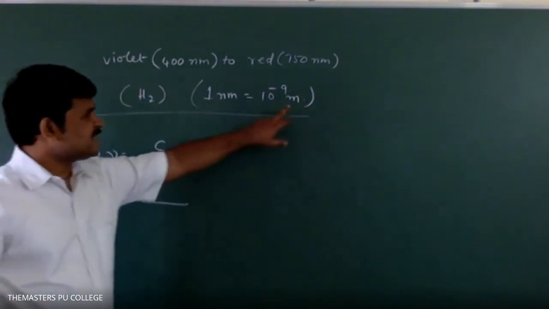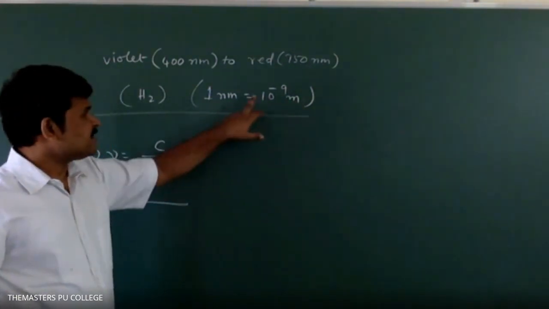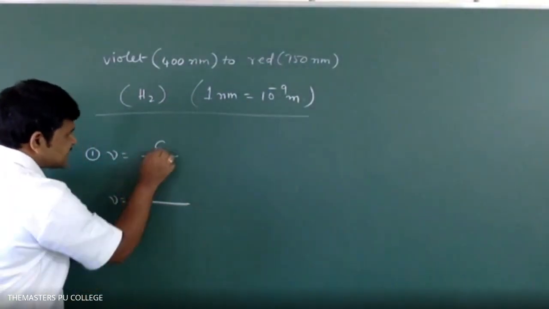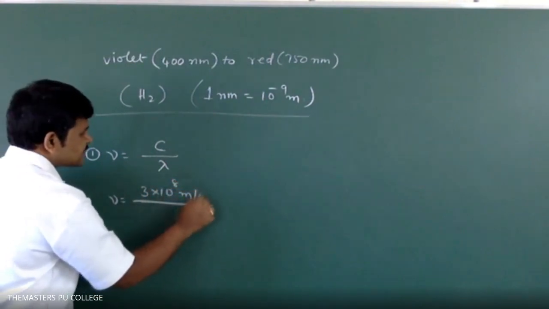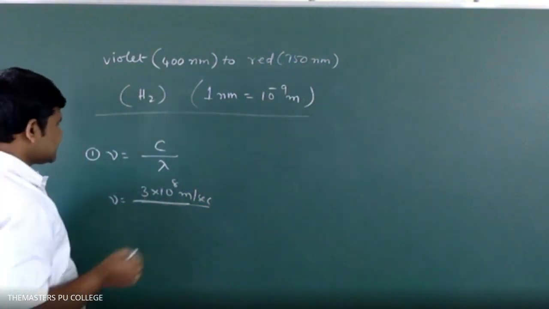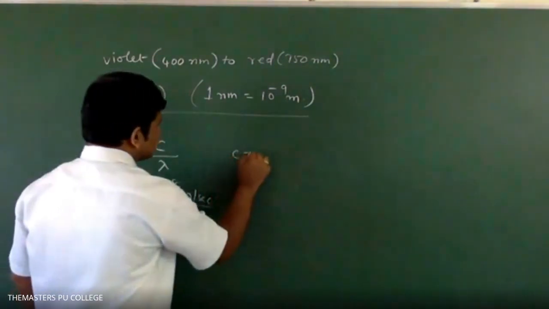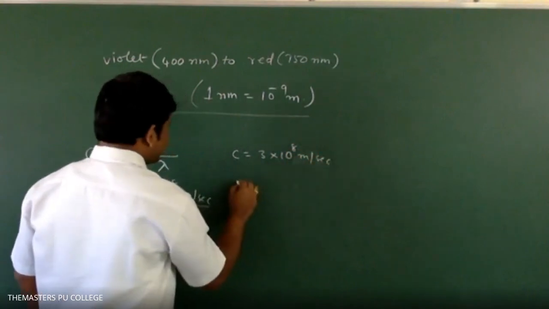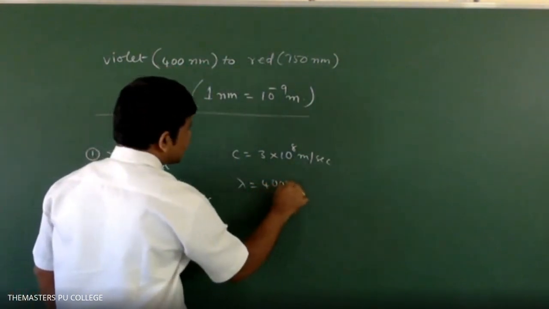Here I am taking meters according to the given question. In the question the conversion is given: 1 nanometer is equal to 10 power minus 9 meters. So that's why here I am taking the c value in meters, that is 3 into 10 power 8 meter per second. Note, this c value, 3 into 10 power 8 meter per second, is a fixed value. Lambda is how much for the first one? 400 nanometer.